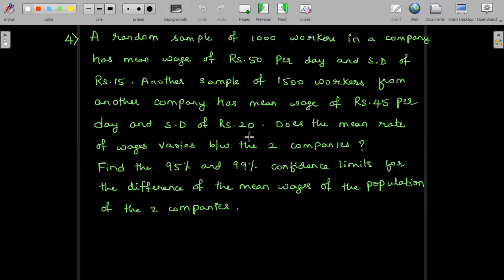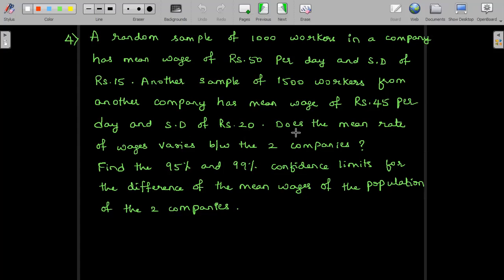So there are two companies. In one of the companies, we are talking about 1,000 workers, N1 equal to 1,000. Their mean wage is rupees 50, so X1 bar is 50, and standard deviation is rupees 15, so sigma 1 is 15. Similarly, we consider another company where we select 1,500 workers, so N2 equal to 1,500, whose mean wage is rupees 45 per day. So X2 bar is 45 and sigma 2 equal to 20.